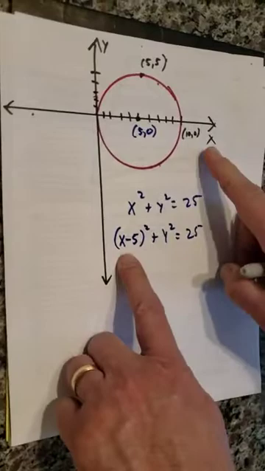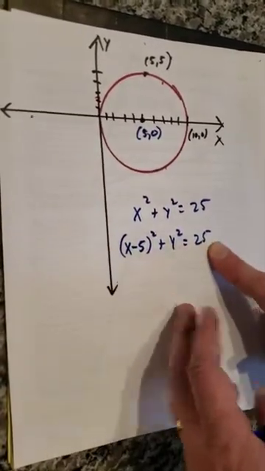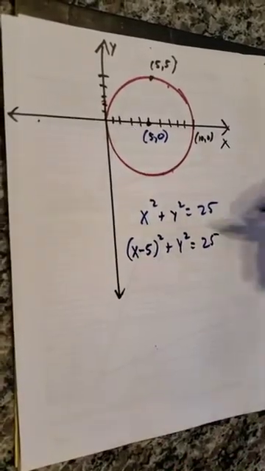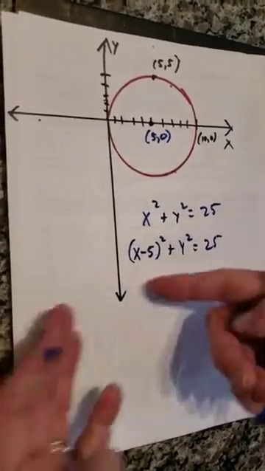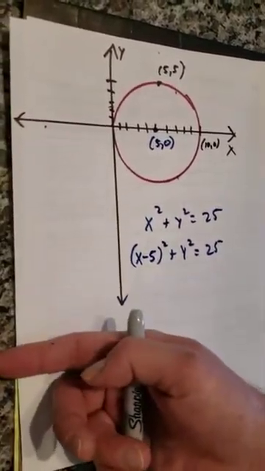So that when we get 10, 10 minus 5 equals 5, 5 squared is 25, plus 0 equals 25. 5, 5, we get 0 plus 5 squared equals 25. So it's kind of counterintuitive, but as we move to the right, we're going to subtract from x. If we move to the left, we're going to add to x.